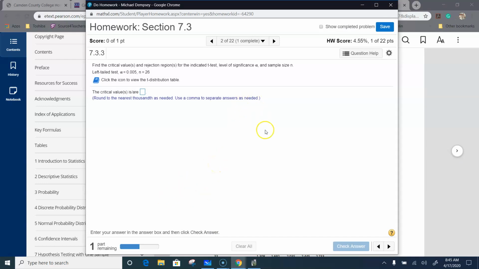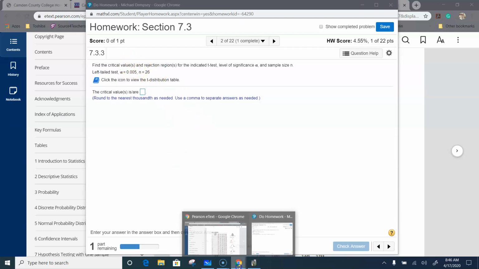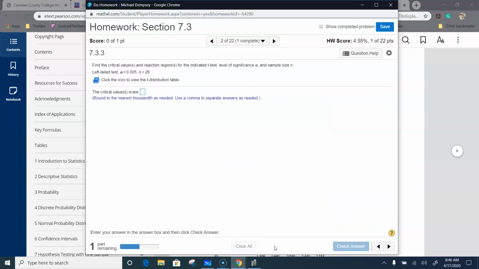Okay, so let's look at number 2. Find the critical value and the rejection region for the indicated t-test level of significance alpha. This is going to be a left-tail test, so we don't have to do anything fancy here. We need the area in the left tail, just one tail, to be 0.005. And we have 25 degrees of freedom. If n equals 26, we have 25 degrees of freedom. So let me see if I can find my chart. For one tail alpha 0.005, we have to live in this right column, all the way to the right. We need to go down to our appropriate degrees of freedom, which is 25.